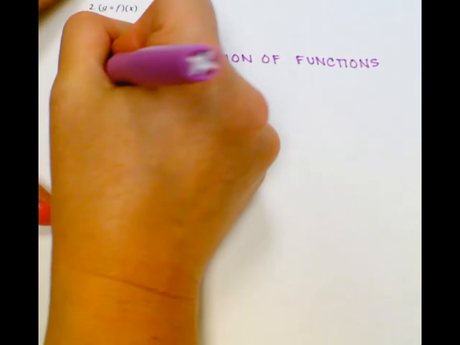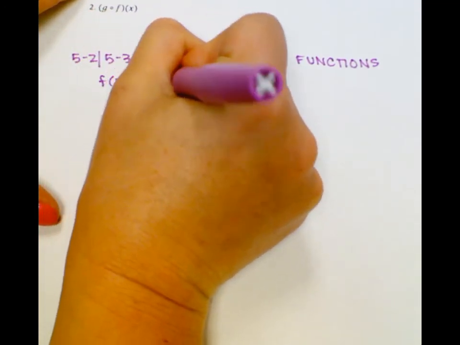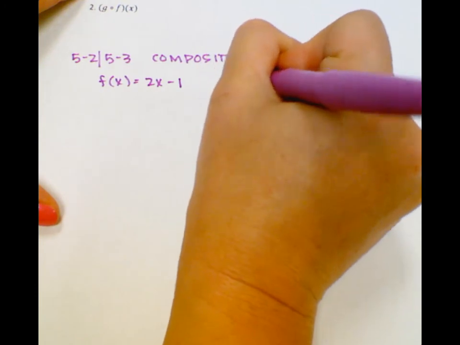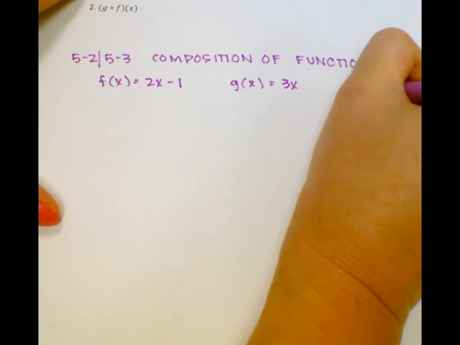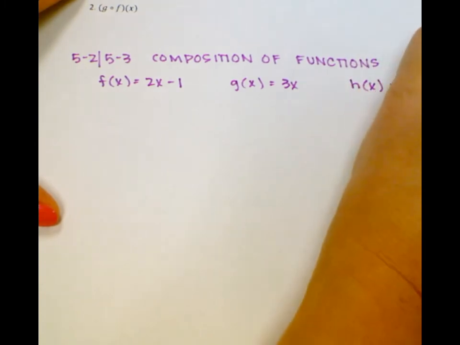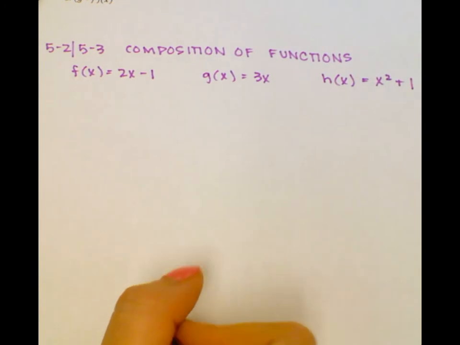All right, I am going to give you the same functions as yesterday. It's kind of ugly up there, let me fix that. So we have f of x, 2x minus 1, g of x, 3x, and h of x, x squared plus 1. Okay, so same exact ones as yesterday.